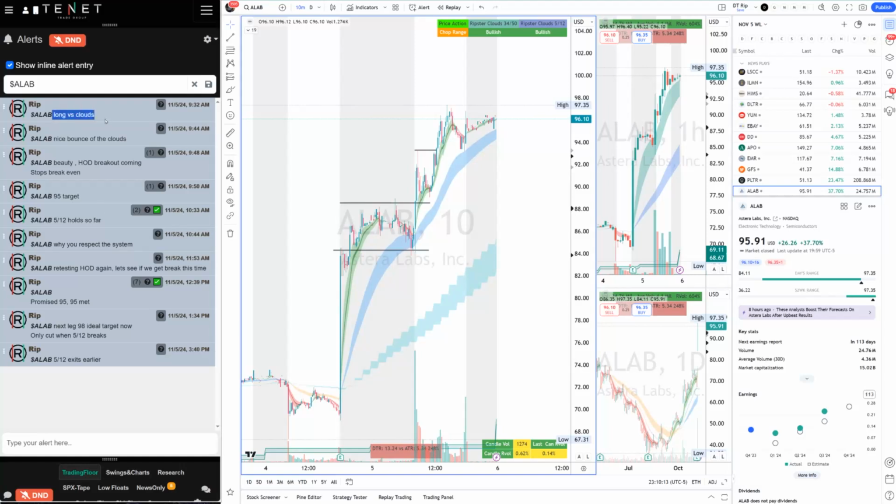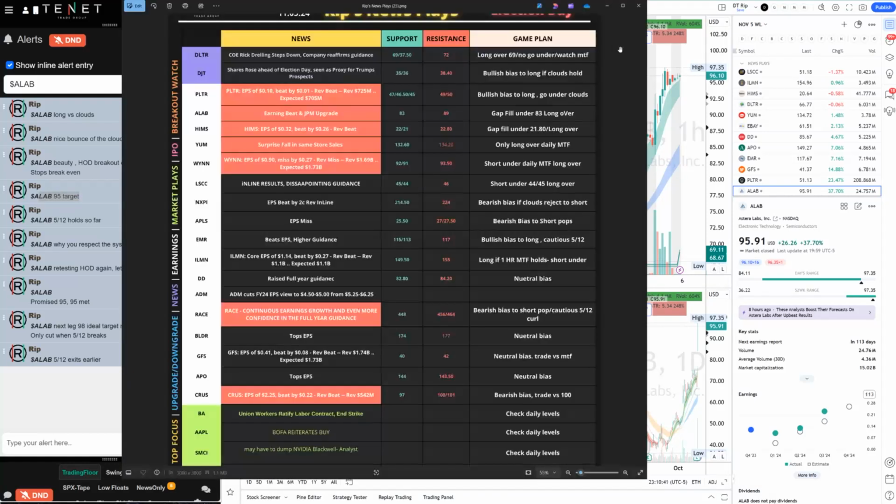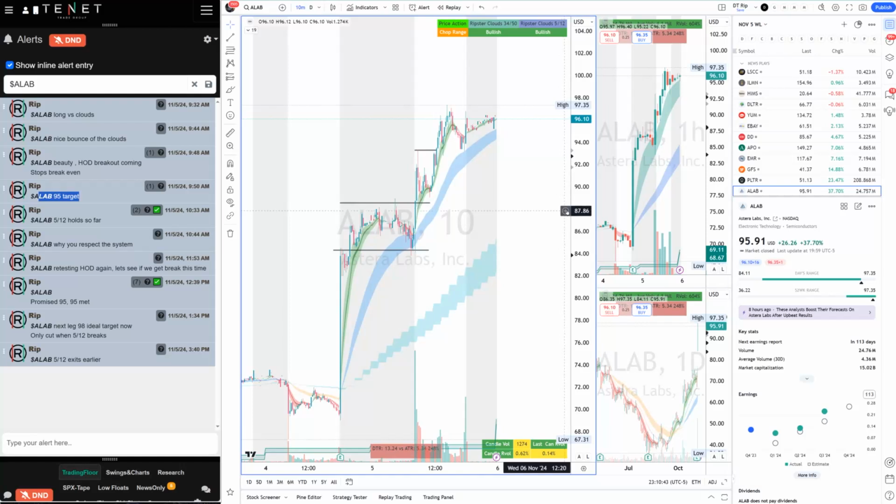You can see my guidance, ALAB long versus the clouds, and you can see that I gave the 95 target right in the morning, and by end of the day, it hit my 95 target. Our next target was 98, and we got even close to that. So that's another profitable trade. Very, very A plus and a really good trade. You can see the timestamp guidance here. Remember the setup: the timestamp guidance, the pre-market planning, and the daily chart. Why was it an A plus setup? Let's go to the next one.